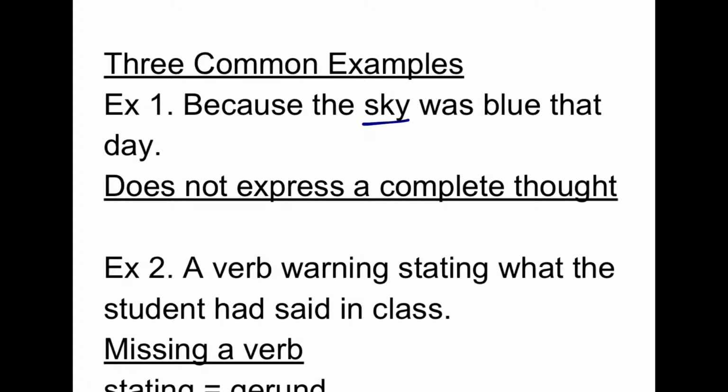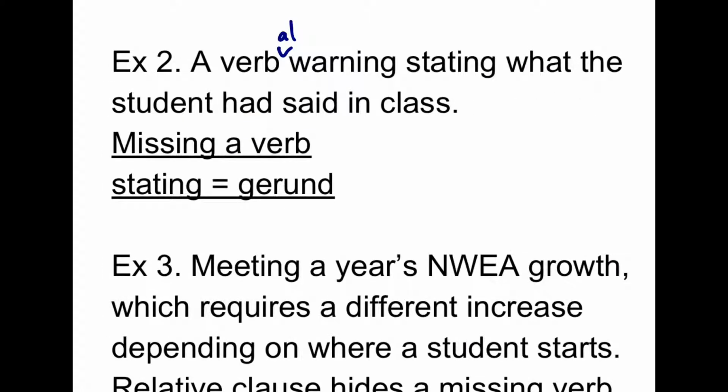So we have the sky was, we have a subject, we have a verb, but we have this subordinating conjunction because, making this a dependent clause. Therefore, it does not express a complete thought. It's missing a main clause. Example 2, a verbal warning stating what the student had said in class. Other than the article, it's also missing a verb.